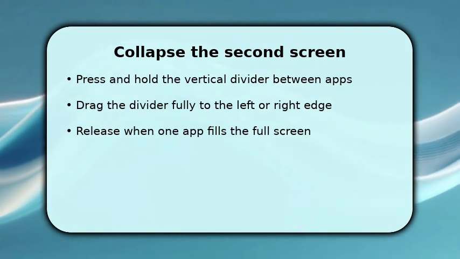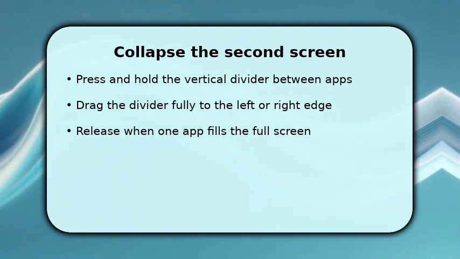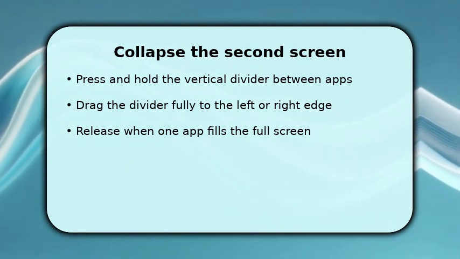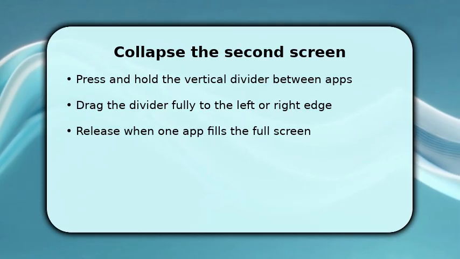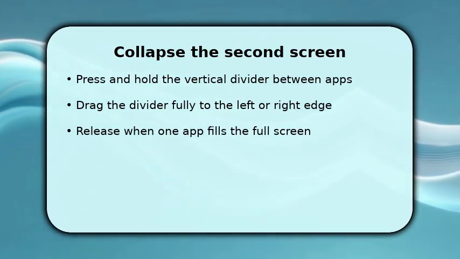Take the divider and drag it decisively toward the app you want to remove. You'll feel the layout respond as the app narrows. Keep dragging until the pane disappears. If you stop midway, you'll remain in split view, so push firmly and steadily.